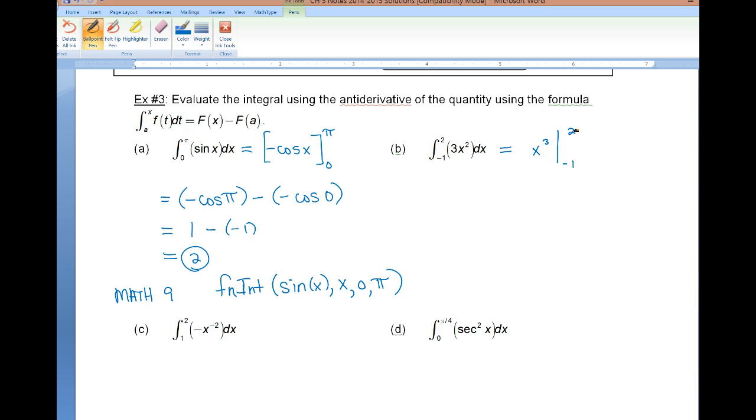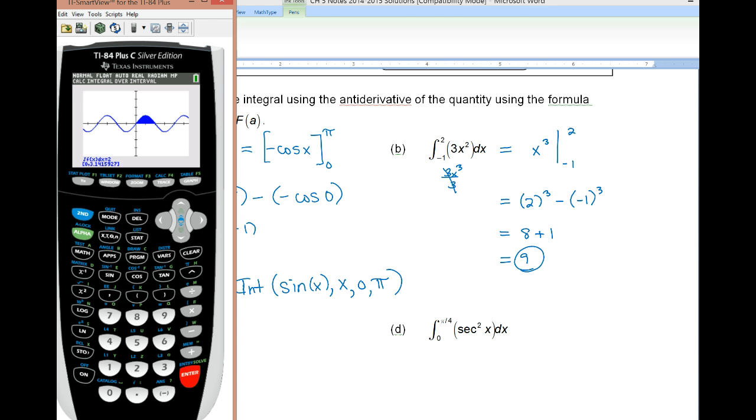Wait, are you not gonna put the 3 in front of it? Well, remember, it would be 3x to the third over 3, so the 3's cancel. Oh, yeah. So now I'm going to plug in 2, so I have 2 cubed minus -1 cubed. So we get +1, so we get 9. Do you realize what we're doing? We're finding the area under a curve. Isn't that neat? Without a calculator.